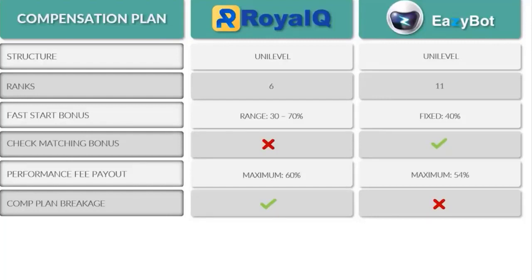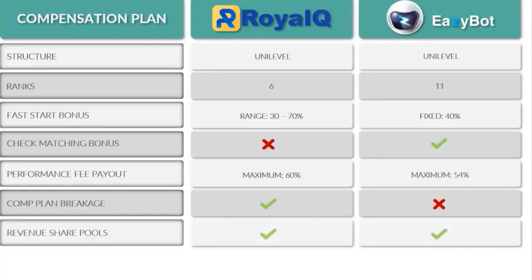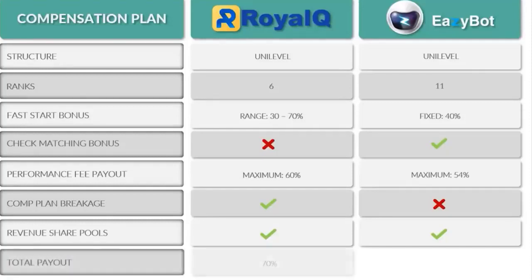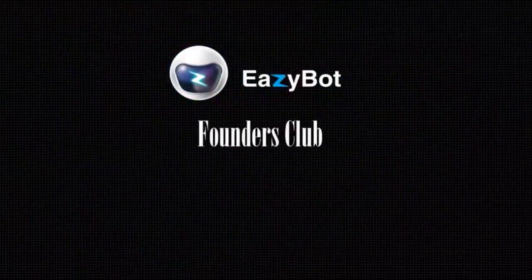With just 5 personal referrals, you can go to the top of the compensation plan, whereas you need 20 with Royalq. Both have revenue share pools at the top ranks. Royalq distributes 5% of revenue to the V6 distributors, whereas with the Easybot, you get 5% spread across the top 2 ranks. In terms of total payout, Royalq pays 70% through the compensation plan. Easybot pays 80%.